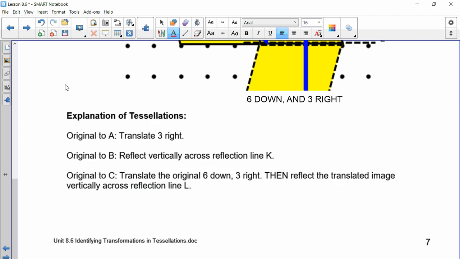So the summation of my transformations: for A was translate right 3. For B, reflect vertically across the reflection line K. And for C, first I translated 6 down and 3 right, and then I reflected the image across vertical reflection line L.